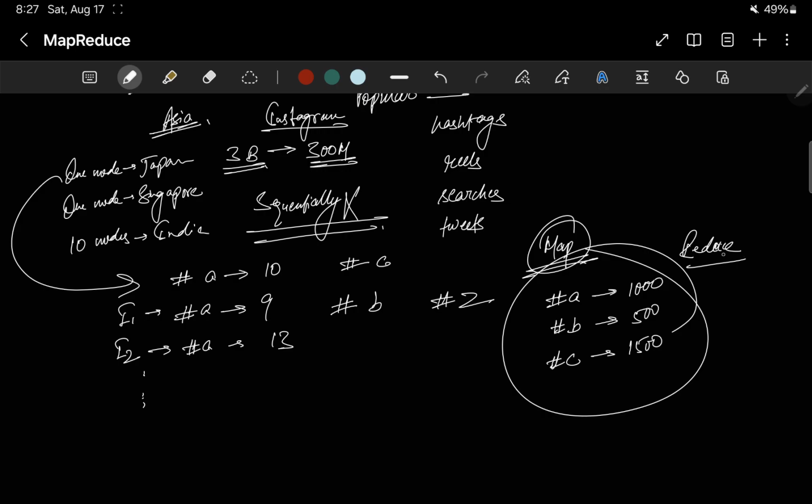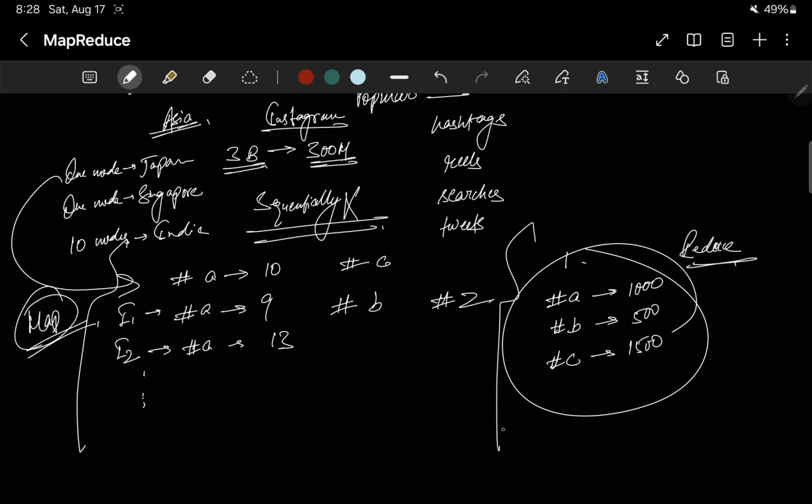This phase is called reduce phase. Okay, and I won't write map here, I will write map here so that it doesn't get confusing. Okay, so this is mapping, all the nodes getting the count, and this is reducing, where all the counts are getting aggregated. After the counts are there, then you can say that okay, see, hashtag C was the most popular on Instagram in the Asia market.